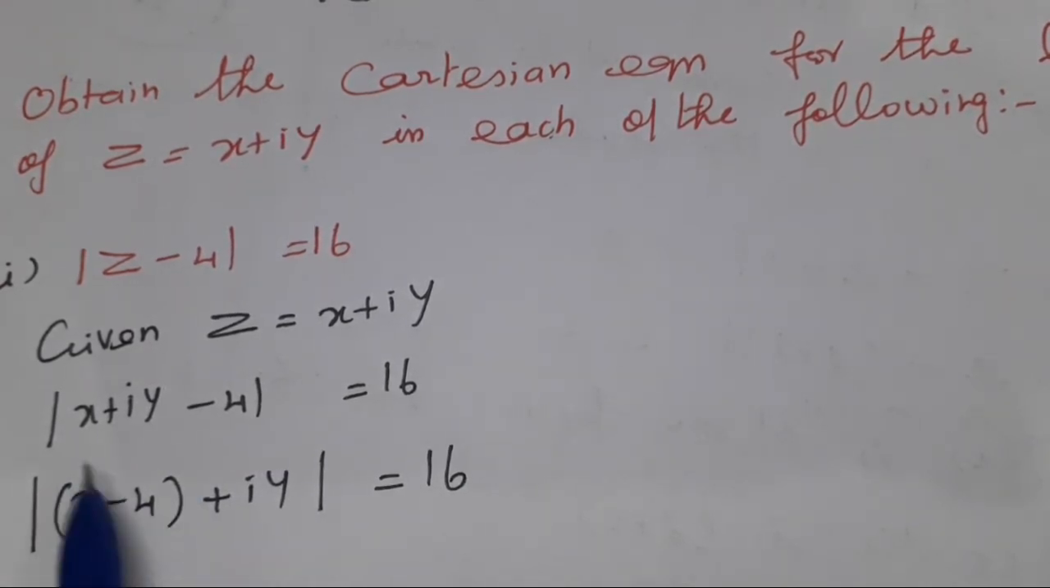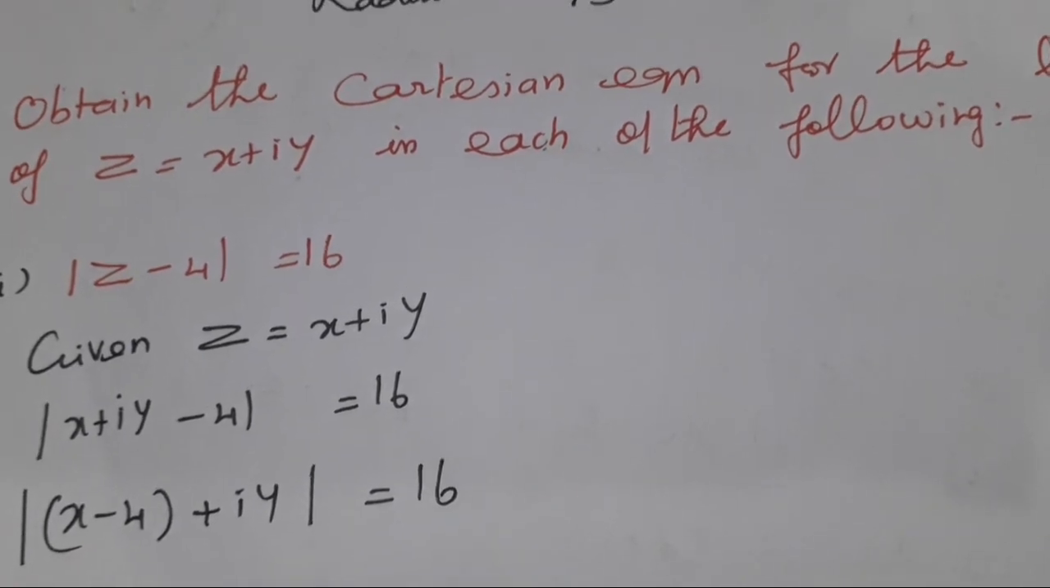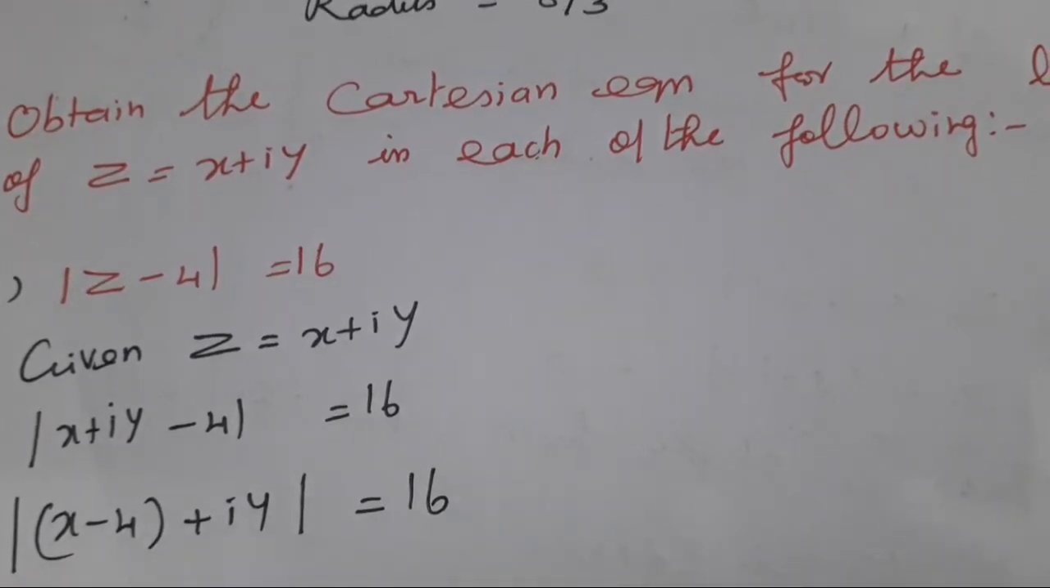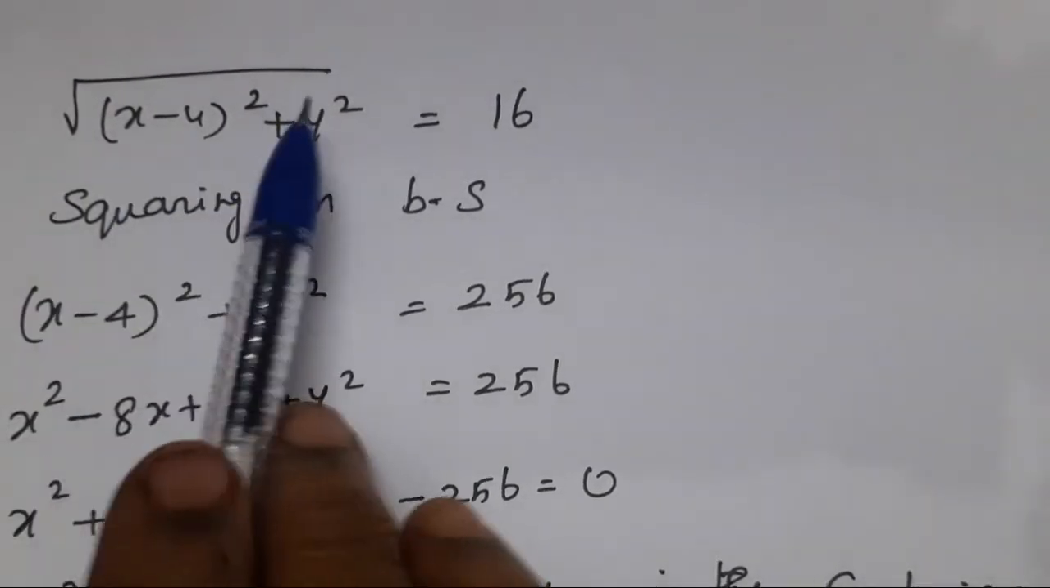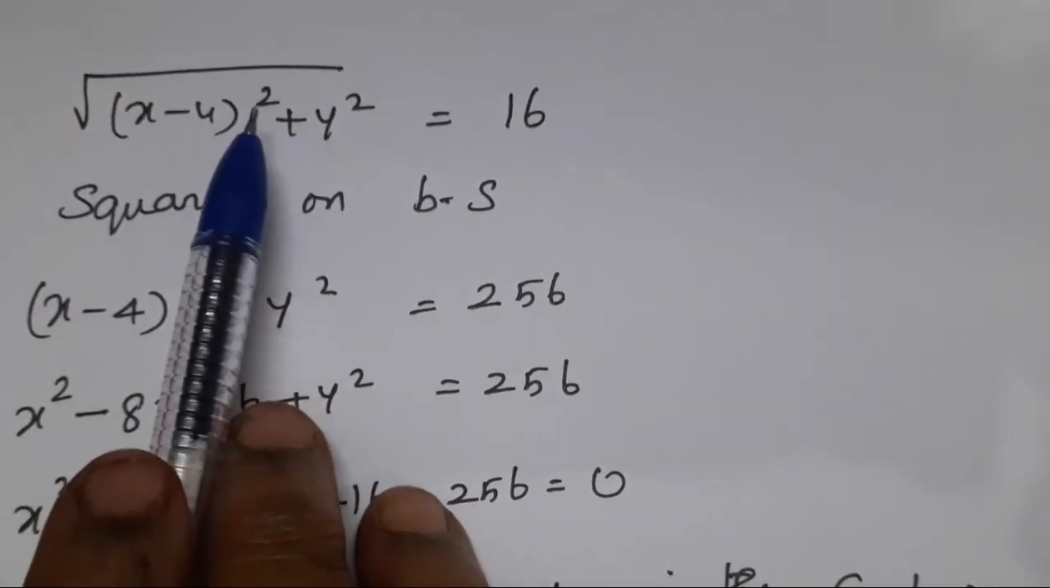Modulus of x minus 4 plus iy equal to 16. We remember modulus means nothing but what? See, modulus value is nothing but the square root of real part square plus imaginary part square.